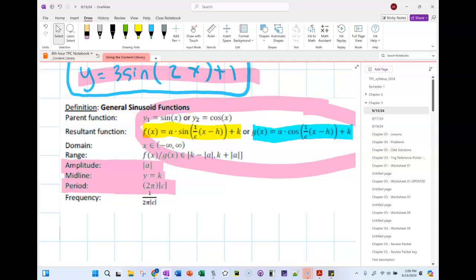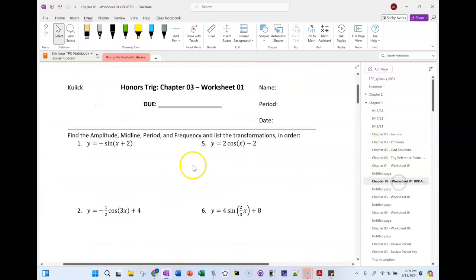Fantastic. All right, the other thing it asked you to do is to list the transformations in order. That's like the thing we did at the start. When I say in order, I mean do your C stuff, your A stuff, your H stuff, your K stuff, just like we did in our example. So in order means using the order that I gave you. Does everybody feel okay about this page on what to do?